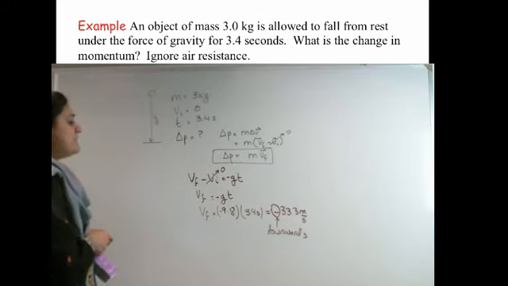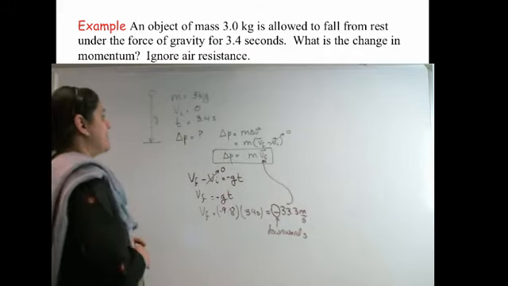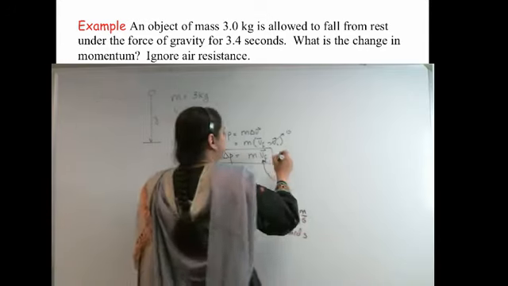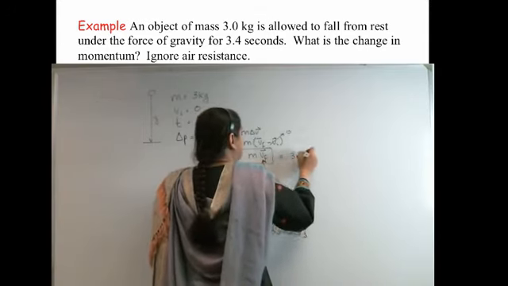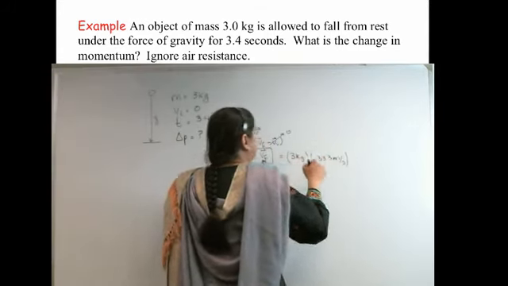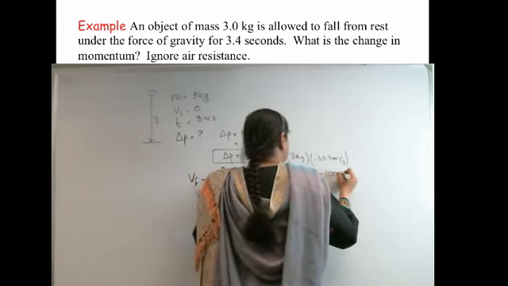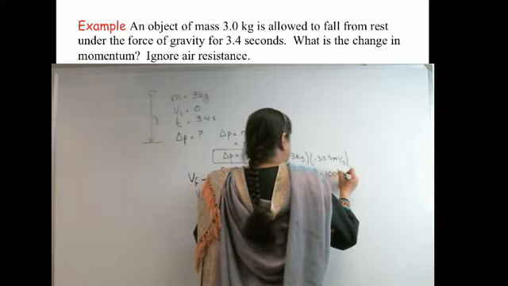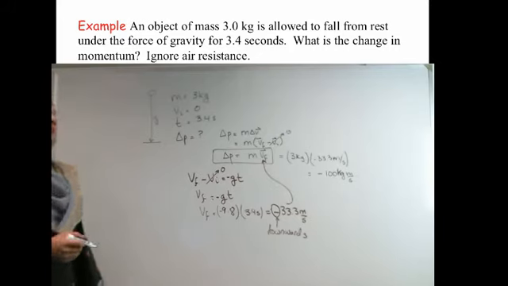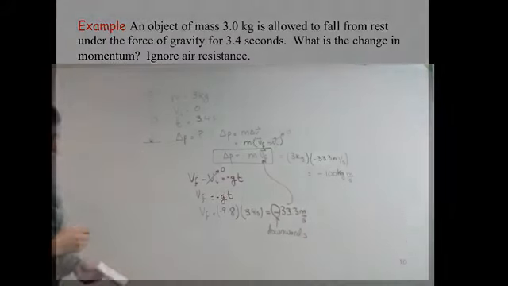Once we have that, I can plug that value back in here. I already know what the mass is, so I can plug the mass in here and the velocity in here and be able to solve it. So my mass is 3 kilograms, and my velocity was minus 33.3 meters per second. I can solve it, and my answer comes out to be minus 100 kilogram meters per second. And that is going to be my change in momentum from this ball starting at this point and ending up at this point.